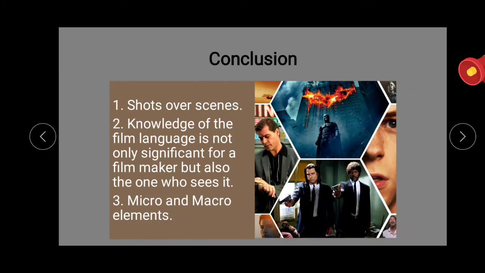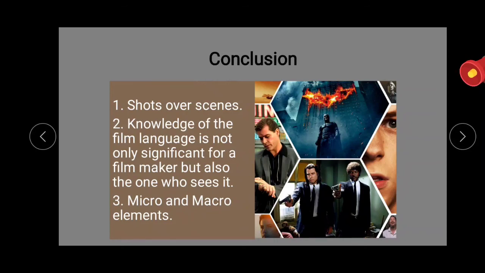So out of all that we have seen, we can evidently conclude that it's the shots that matter over scenes, because it's the merging of the shots, editing, etc., that adds to the beauty of the film and makes it a successful one. Having knowledge about film language is very important, not only for the filmmaker but also for the one who's watching it, because it helps you interpret the film better.